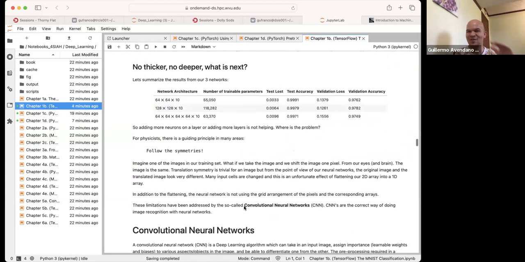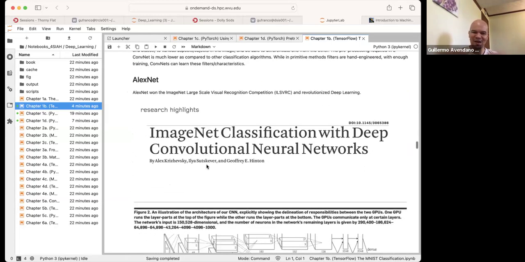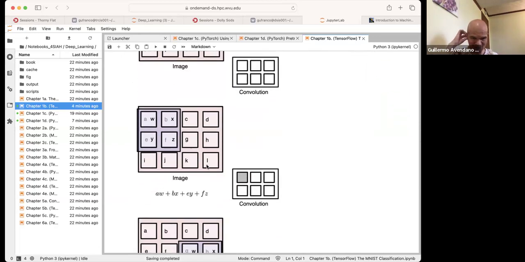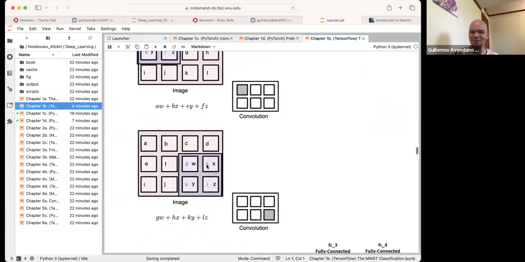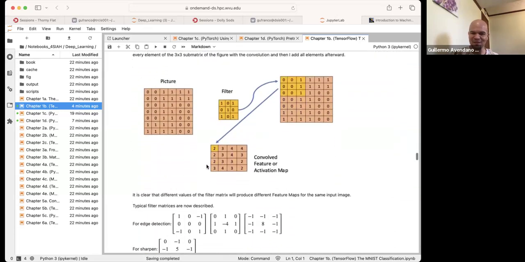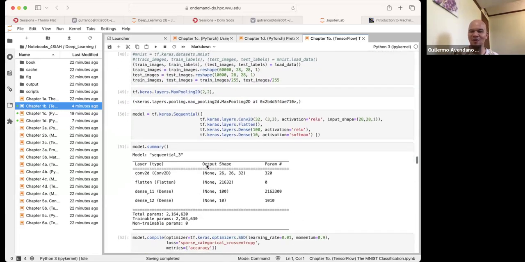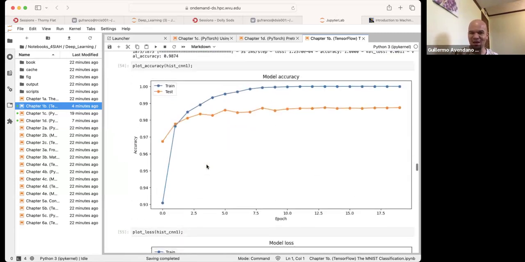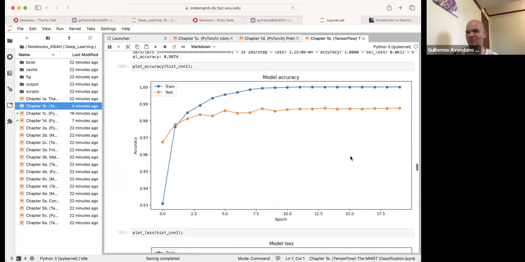So not thicker, not deeper, what else can I do? In this table I am summarizing what I did, 64, 64, 128, or a deeper layer. And here I am taking the whole idea of convolution. Unfortunately, my time has run out for explaining what I'm doing there, the same explanation basically, and now using a convolutional neural network, training with that, I'm basically getting almost 100% accuracy.